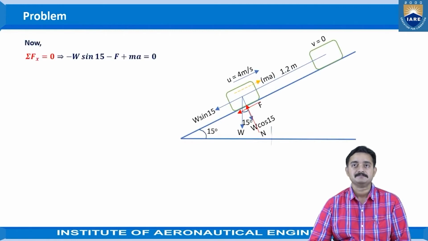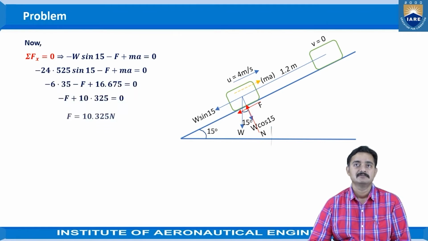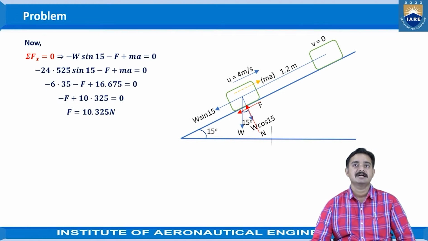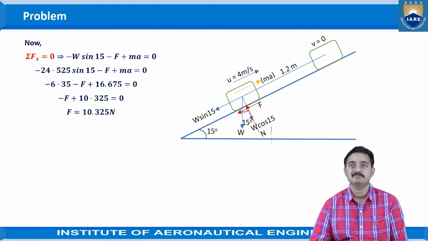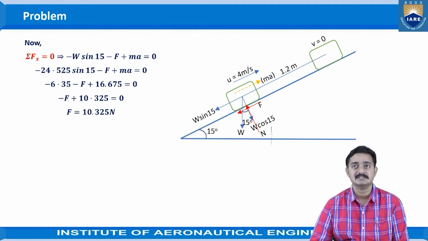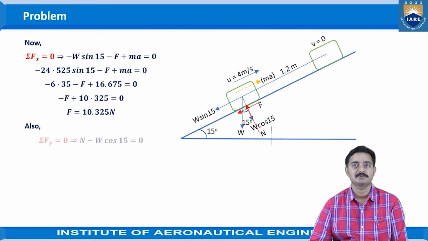Then if we apply the condition of equilibrium, sigma Fx is equal to 0, we will get the value of F, the frictional force, as 10.325 newtons. You can observe the equation. We are taking all the horizontal forces, or the forces along the plane, and equating them to 0. When simplification is done, we obtain the value of F as 10.325 newtons.